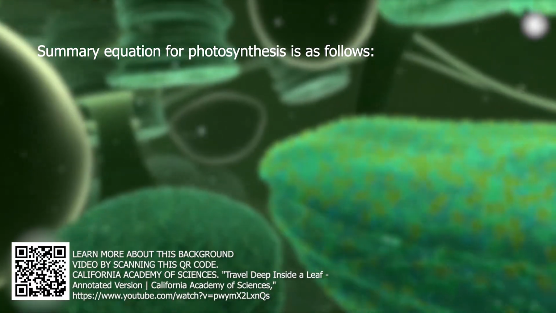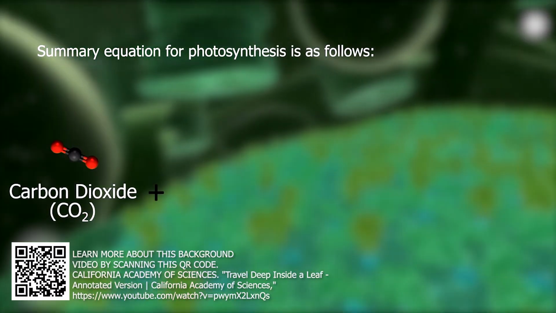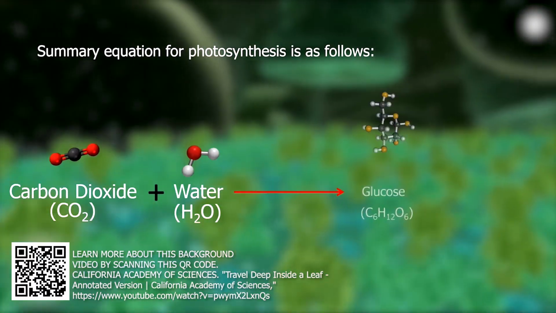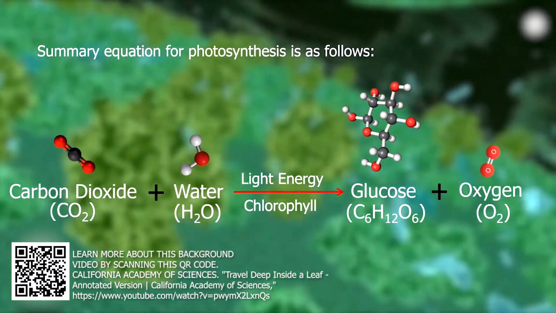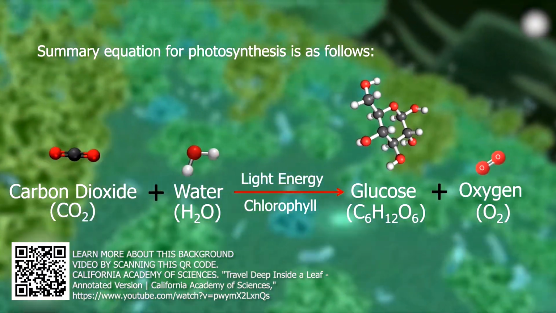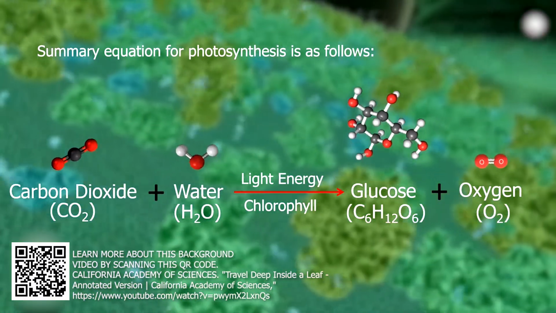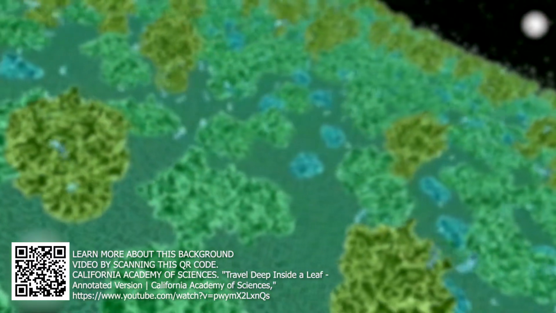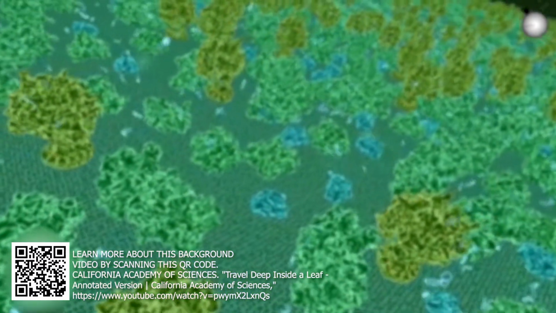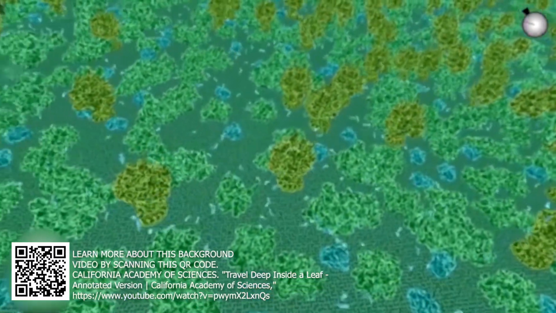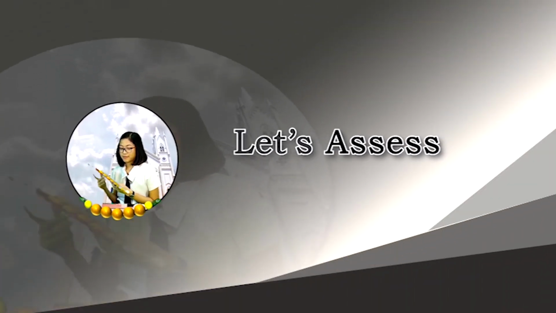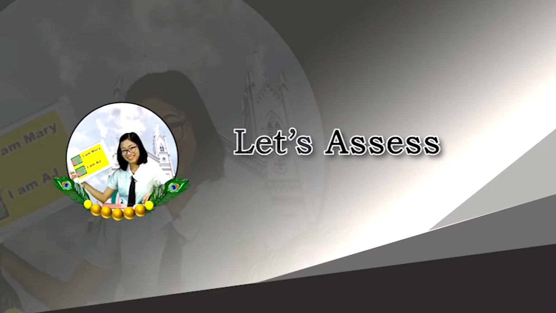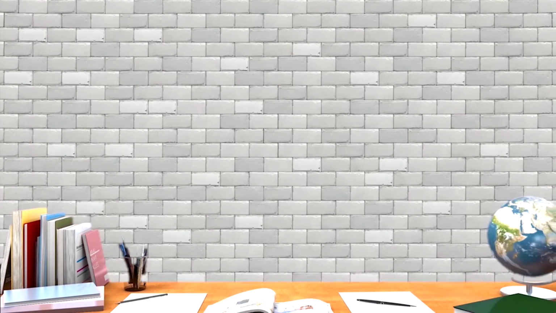The summary equation for photosynthesis is as follows. Carbon dioxide and water, through the help of light energy trapped by the chlorophyll, will result in the production of glucose and oxygen. Before we end our episode, let us have a short quiz to test if you really understand our lesson for today. You can also use your learning activity sheets and join us in answering the Let's Assess part. Are you ready? So let's start!